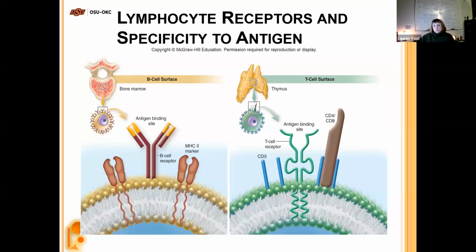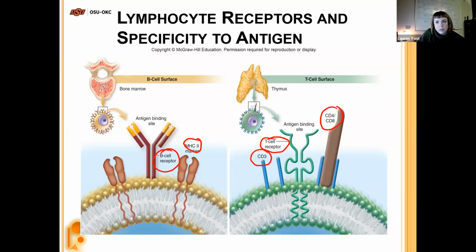Here are the B cell surface receptors versus T cell receptors. On the left, we have the B cell receptor over here, and we have MHC2. On the right for the T cell, we have the T cell receptor in green. And then CD3 is going to help with binding to that. And then CD4 or CD8, depending on if you're a T helper or a cytotoxic T cell.